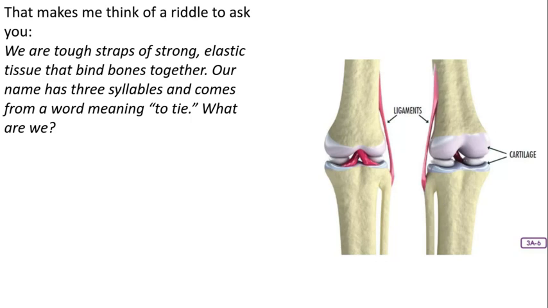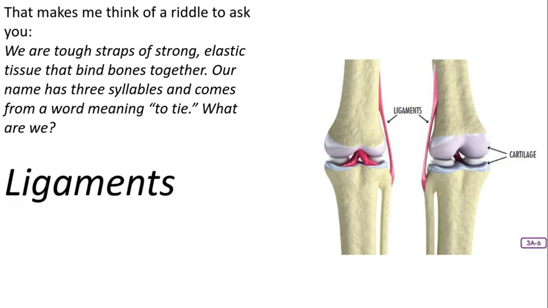We are tough straps of strong elastic tissue that bind bones together. Our name has three syllables and comes from a word meaning to tie. What are we? You can see from the diagram on the right. Ligaments.